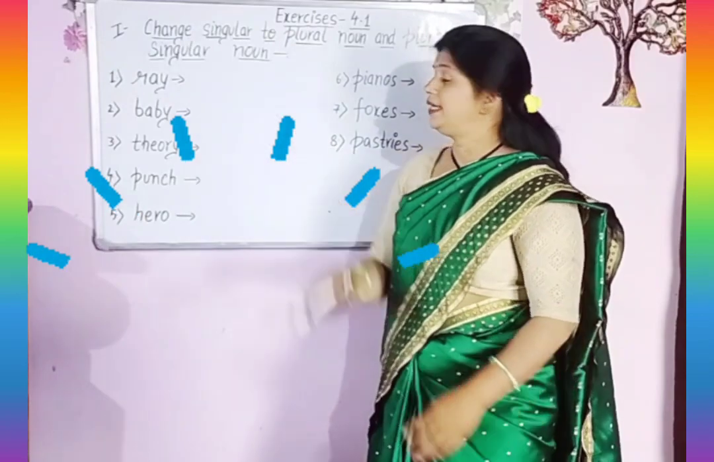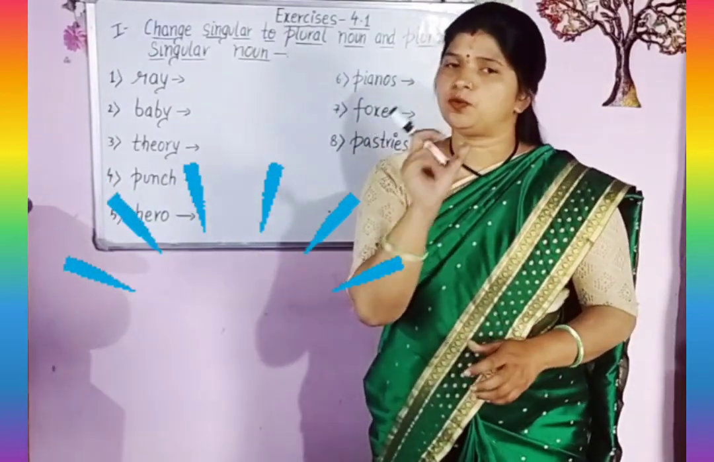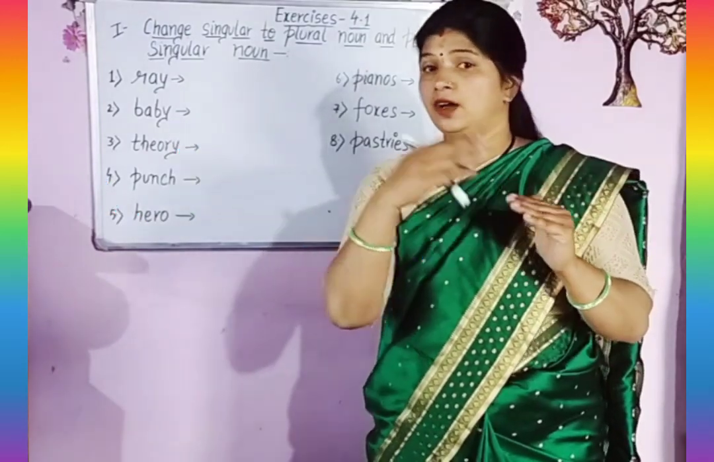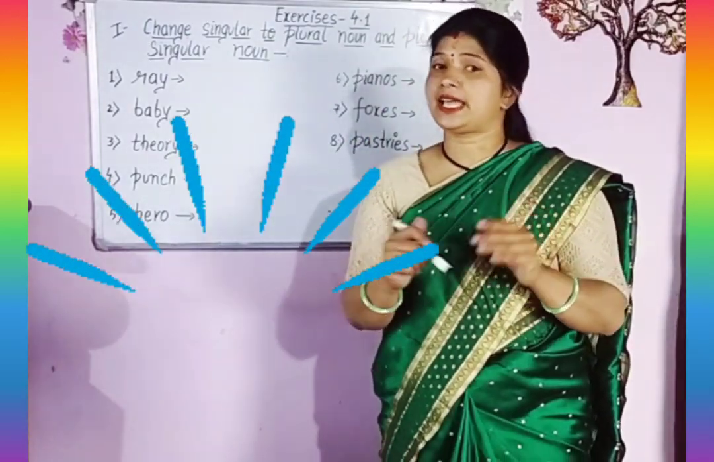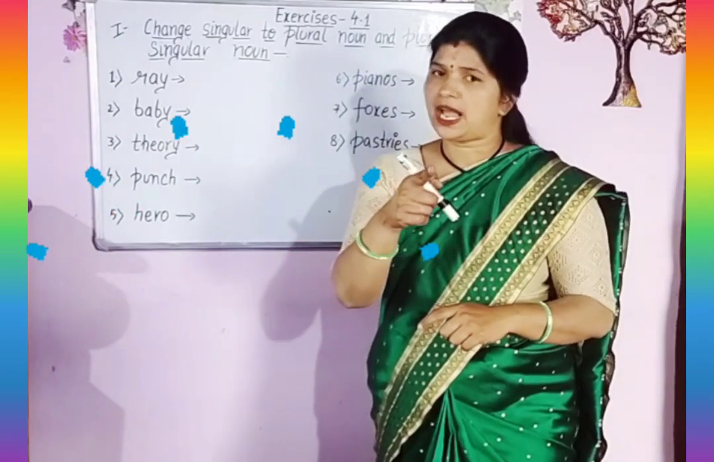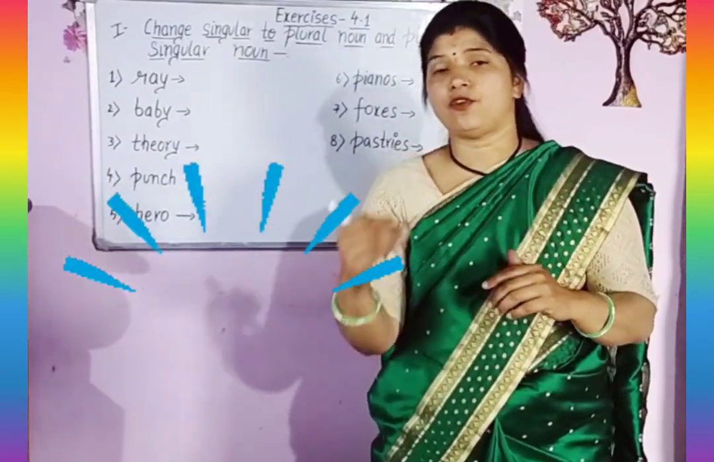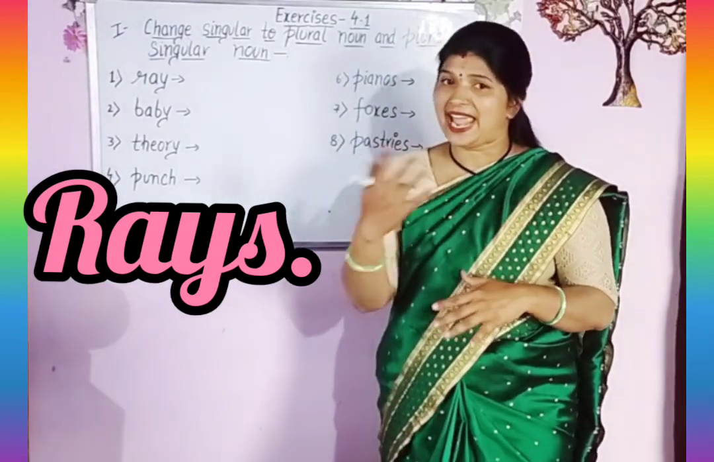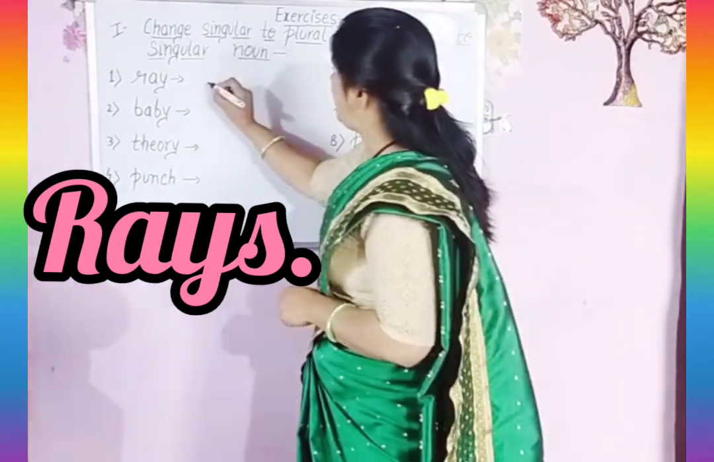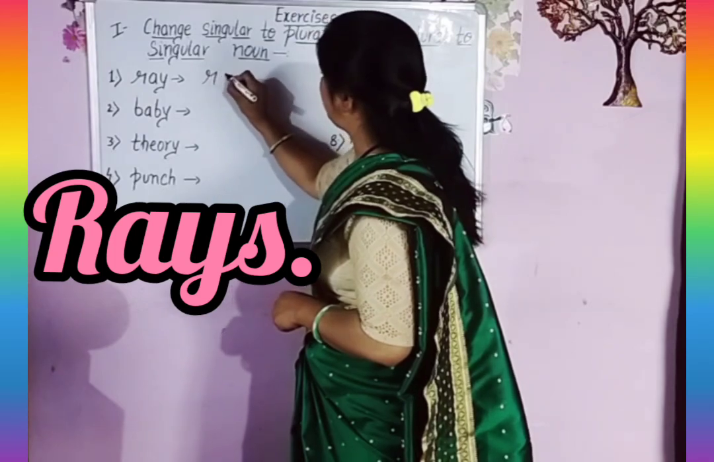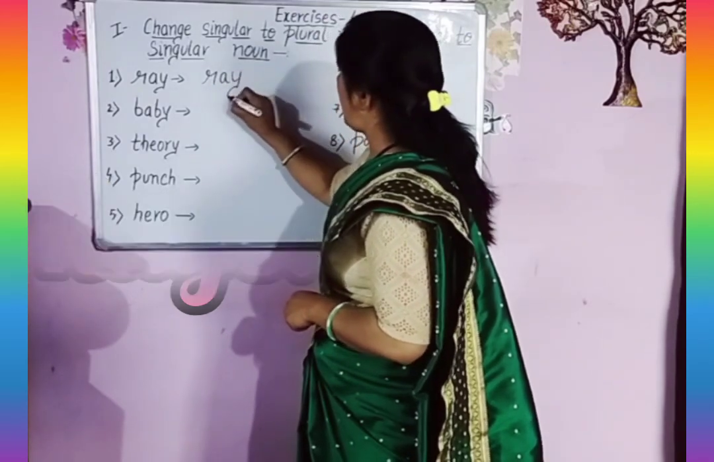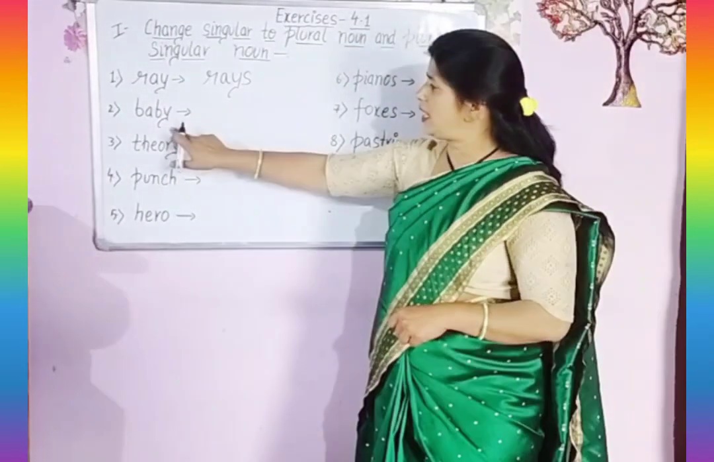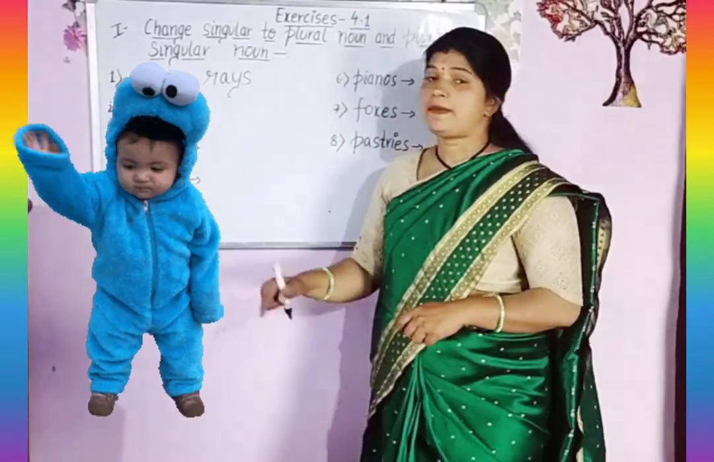So the first one is ray. In this word, Y is at the end and there is a vowel before it. I have told you that if there is Y at the end and a vowel before that, we add S. So it will become rays, R-A-Y-S. Rays.